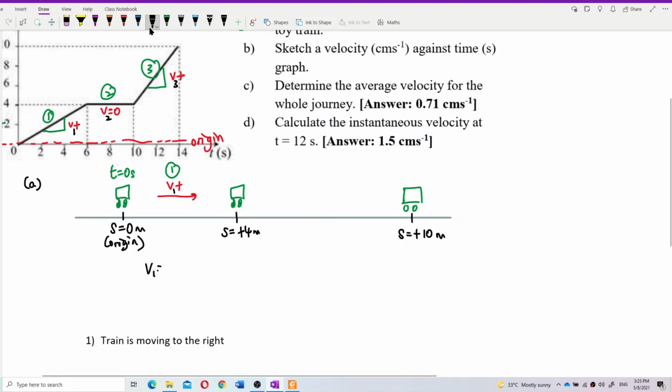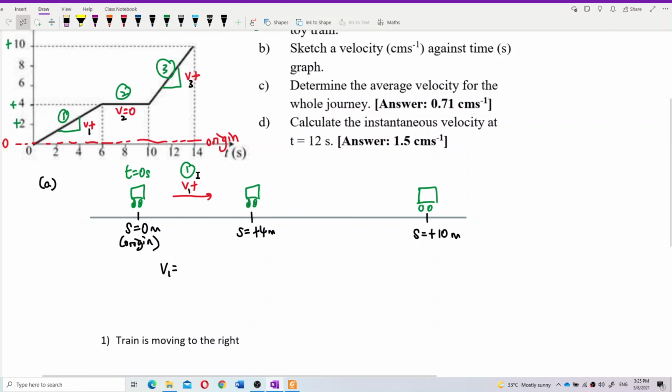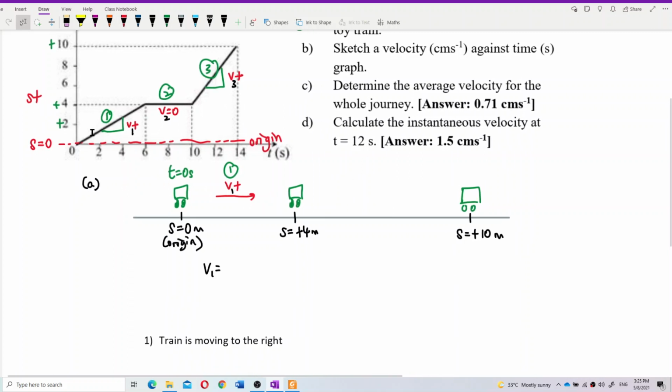So v1 is equal to the gradient of the graph, the gradient of this part. ds/dt, which is 4 minus 0 over 6 minus 0. So what do you get for this answer? Okay, I got 0.667 meter per second. That's for v1.